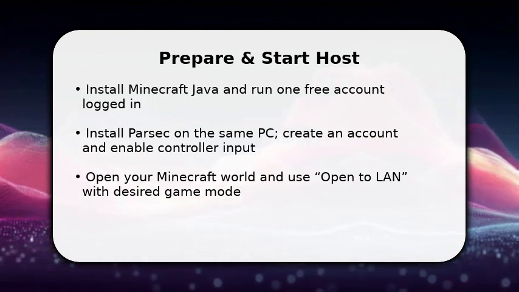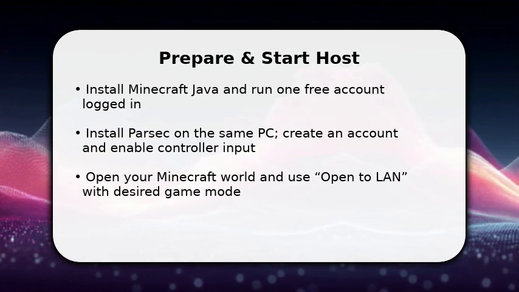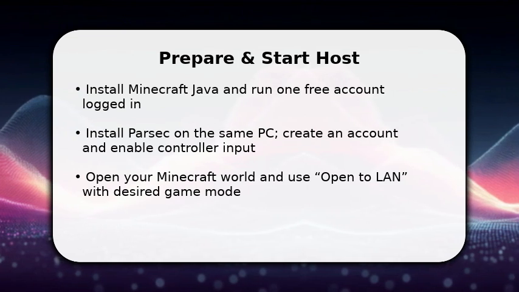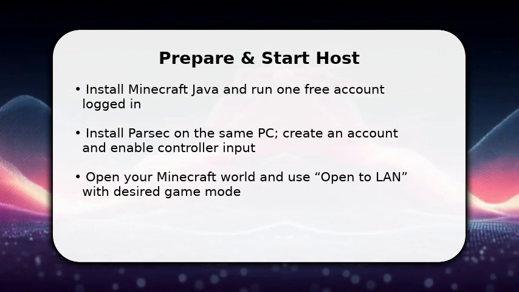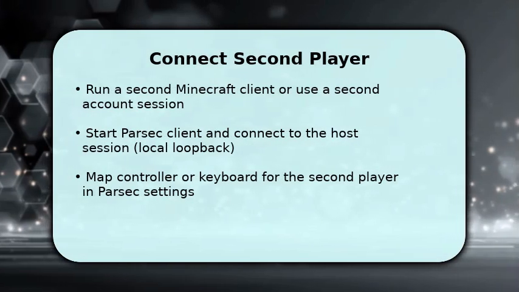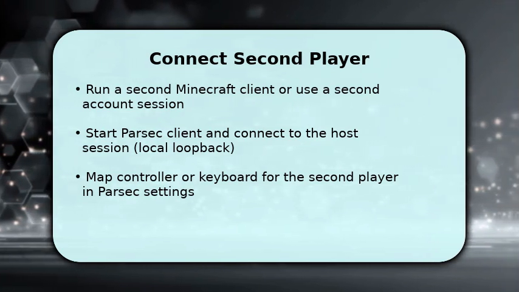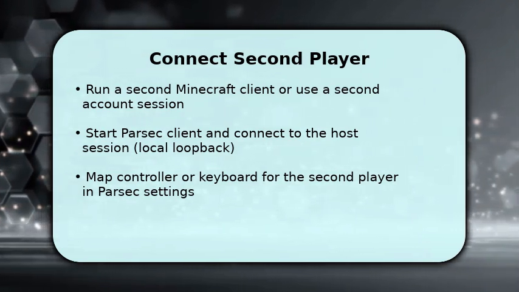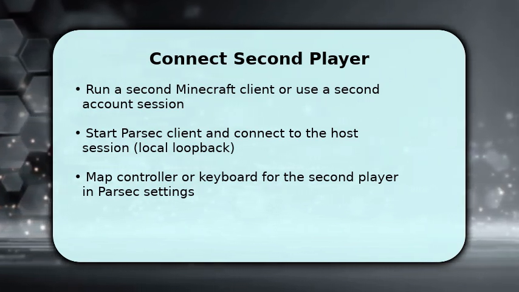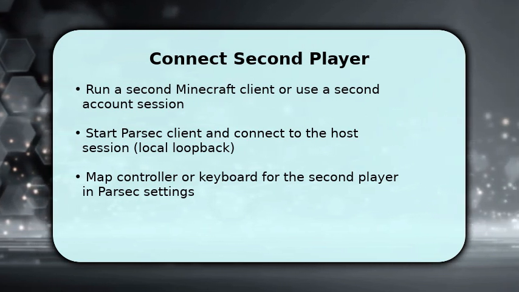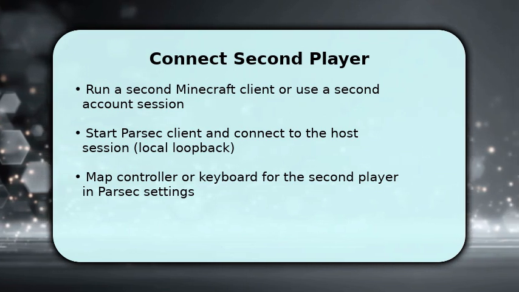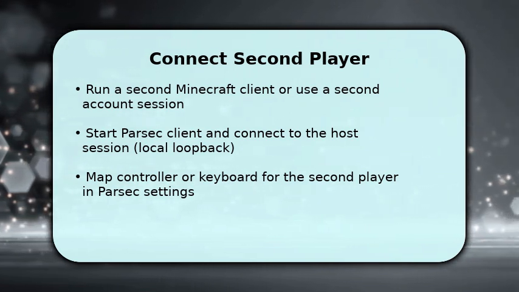Once done, make sure your host Minecraft window is active and Parsec is running in the background to accept a second player connection. Now bring in the second player. Either open another Minecraft client with a separate account or use Parsec to spawn a secondary session that connects to the host. On the Parsec client, connect to your host machine via the local loopback. This streams a second view and accepts input. Map the second controller or keyboard inside Parsec so inputs go to the streamed client.